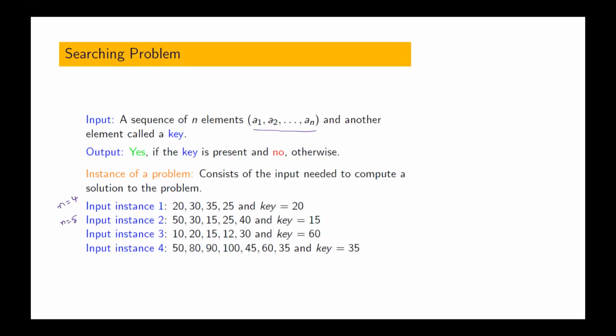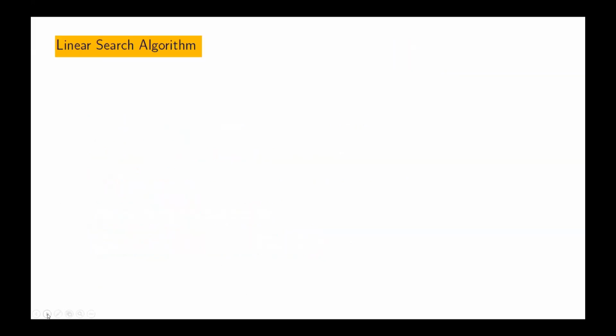Now, the question is how to solve this problem. There is a simple algorithm to solve it. What is the name of that algorithm? Linear search. Linear search is an algorithm to solve the searching problem. So how does it work? Say the given elements are stored in an array. It takes one element from the list and checks whether it is there or not.